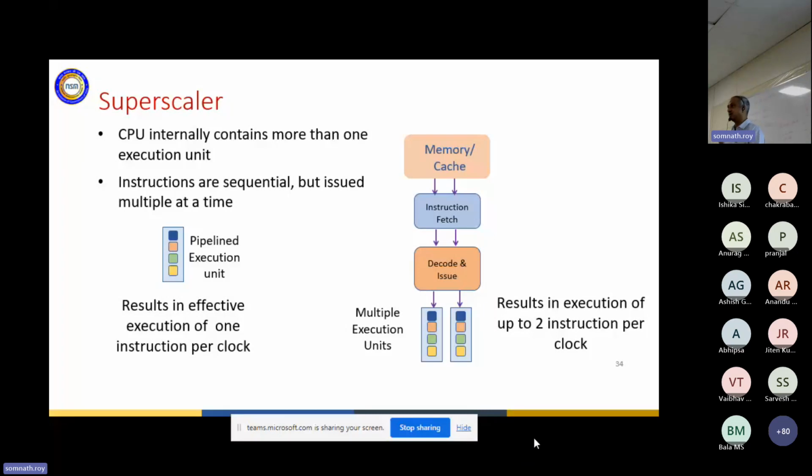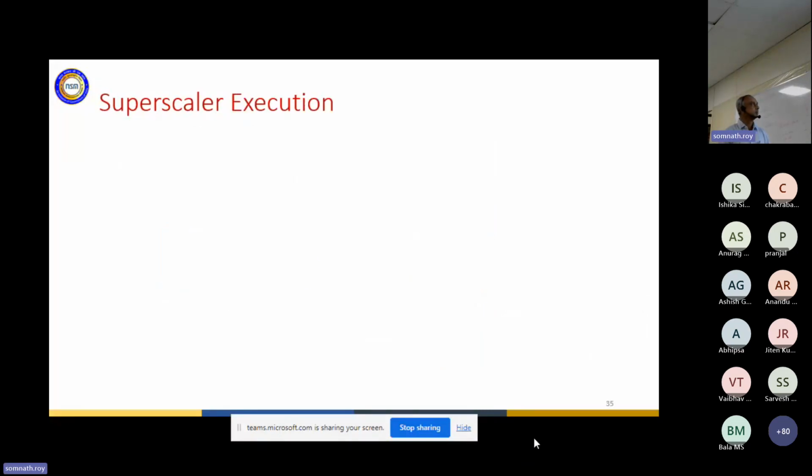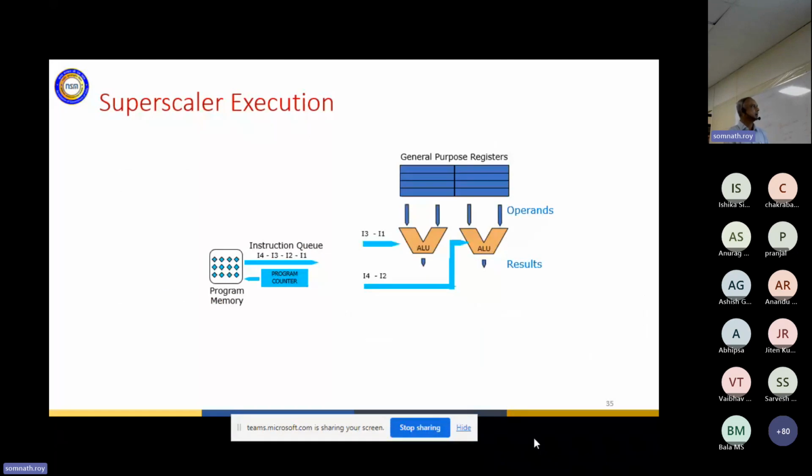So this is theoretical peak. It may not always happen because it's like this: I1, I2, I3 are coming in order. So I1 goes here, I2 goes here, I3 goes here. So it's a best case scenario. In practice, it's possible that the result of I2 is needed by I3. So I3 cannot go in unless I2 is done.